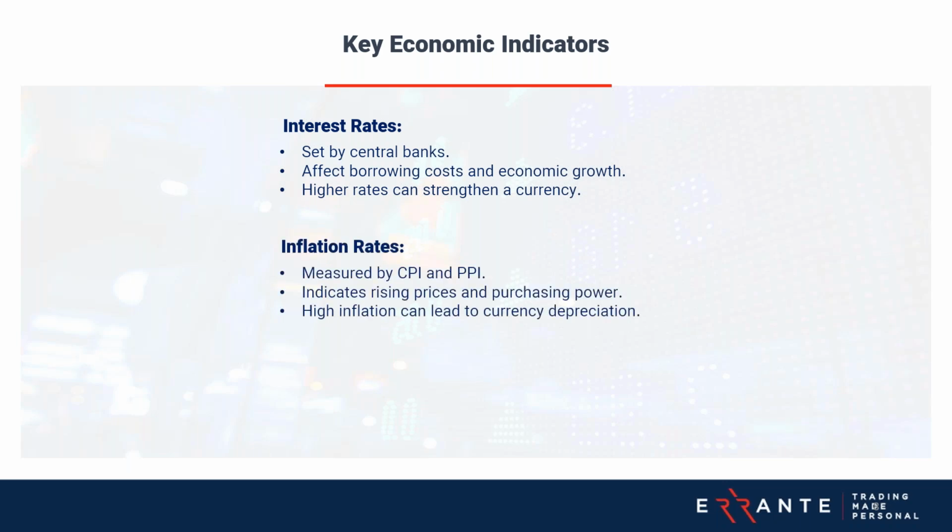The next one is inflation rates, measured by CPI and PPI. The Consumer Price Index, or CPI, measures the average change over time in the prices paid by consumers, while the Producer Price Index, or PPI, measures the average change in selling prices received by domestic producers. It's noticeable that it indicates rising prices and purchasing power.